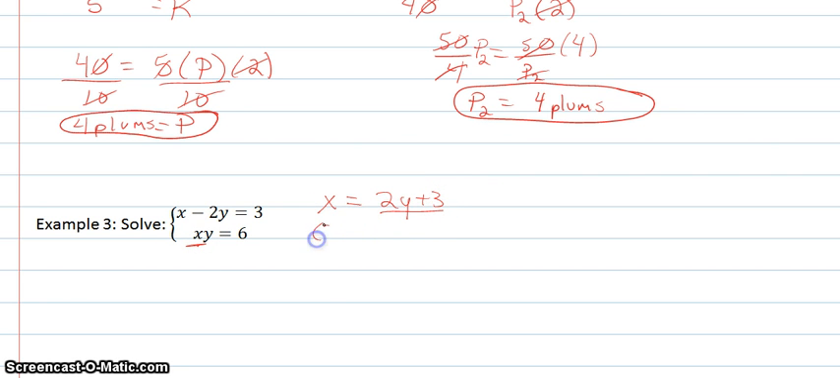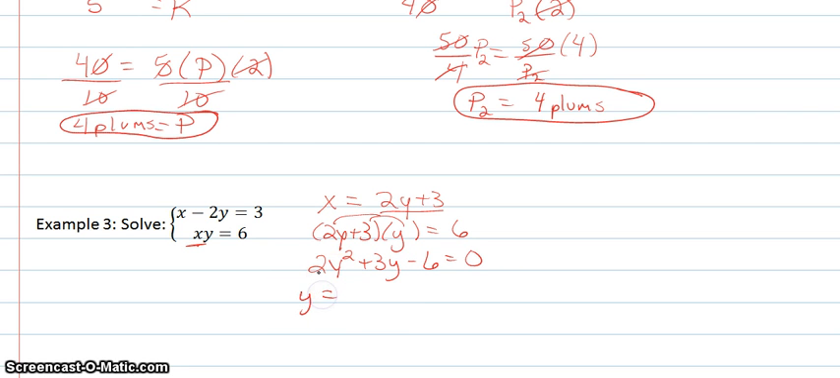So I would have 2y plus 3 times y equals 6. Then I would distribute my y across, so I'll have 2y squared plus 3y minus 6 equals 0. And then you can try to factor this, but this one actually does not factor, but you always want to check and see if it will. This one doesn't factor, so we're going to use the quadratic formula.